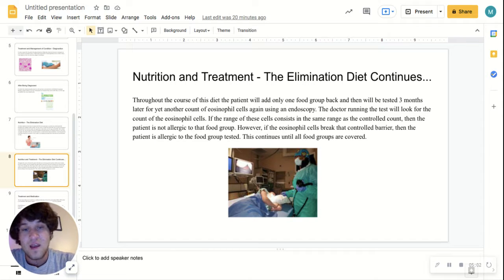However, if the eosinophil cells break that control barrier, then the patient is allergic to the food group testing. And this pretty much continues all the way until all the food groups are covered. And here I put just a real life picture of an endoscopy, and this is what it ultimately looks like: the patient laying on the side, while the doctor is using the tube, with the camera on the end, to look through the esophagus and stomach.